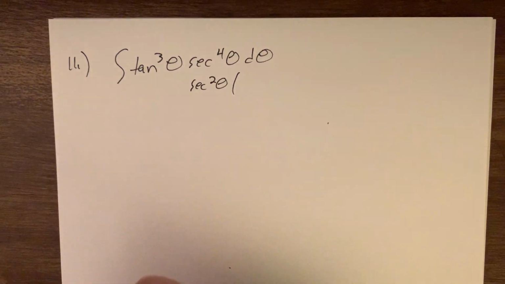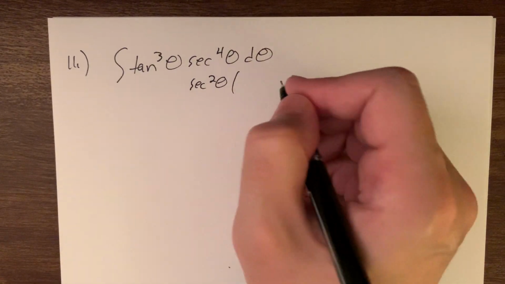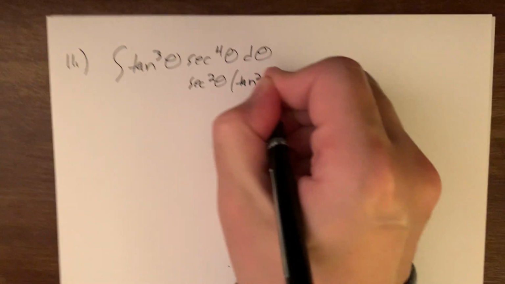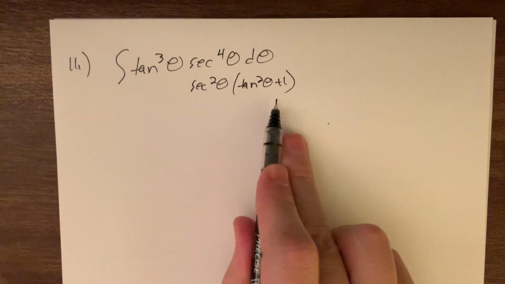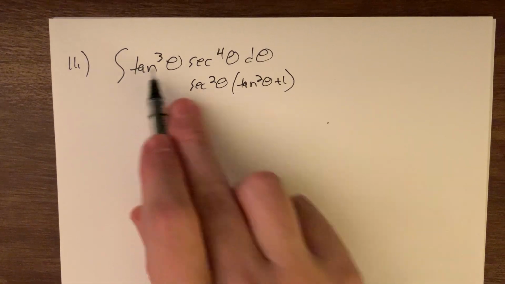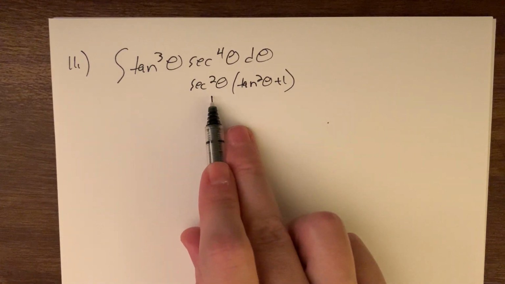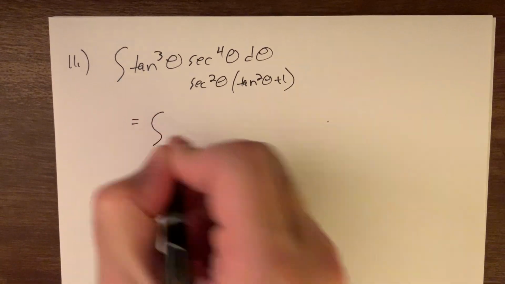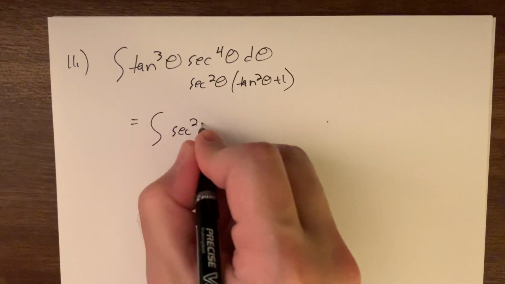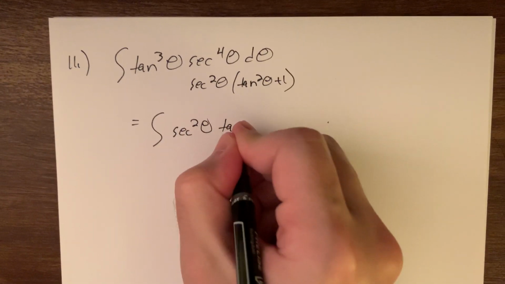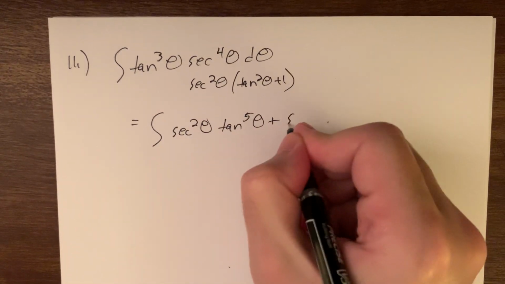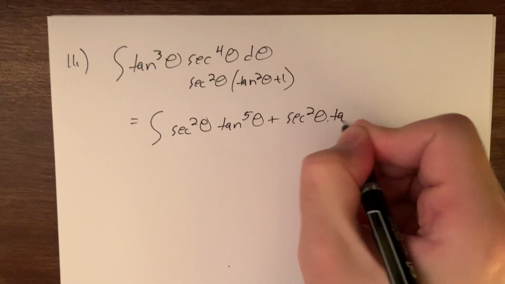to break up that secant squared into secant squared times secant squared, so that way the second secant squared can be converted into tan squared plus 1. Tangents, more tangents, and the derivative of tangent. That setup, I multiply it all out, I get secant squared tangent to the fifth power plus secant squared tangent cubed.